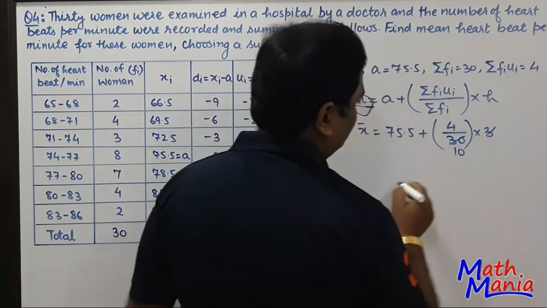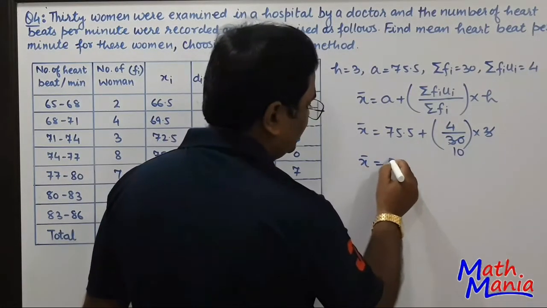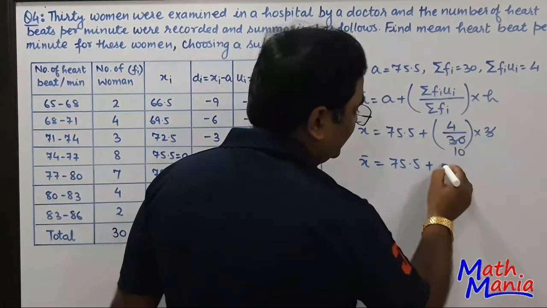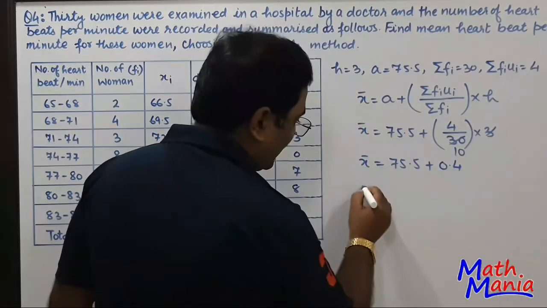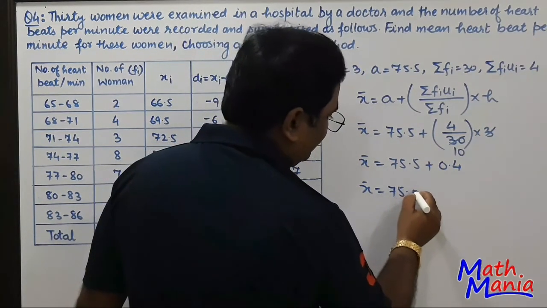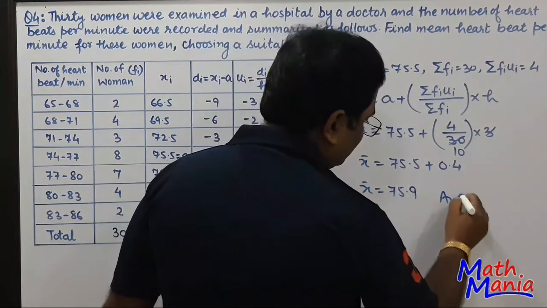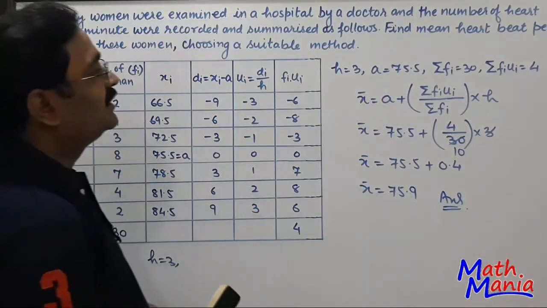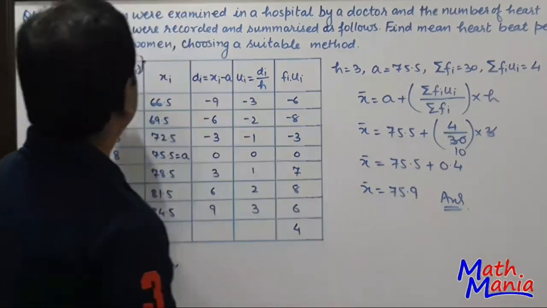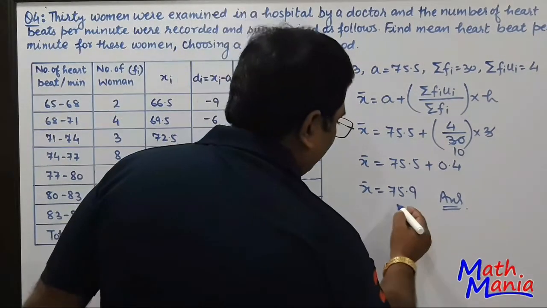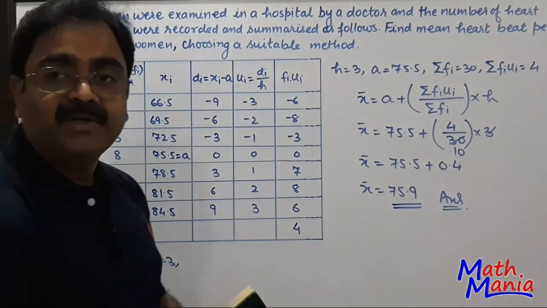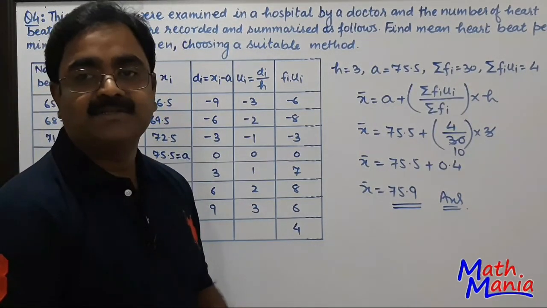So 3 tens are 30. Therefore x bar is equal to 75.5 plus 4 divided by 10, which is 0.4. Adding this we get 75.9 as our required answer, and this is the heartbeat per minute of these women. So 75.9 is the average heartbeat per minute of the women. Right, friends?